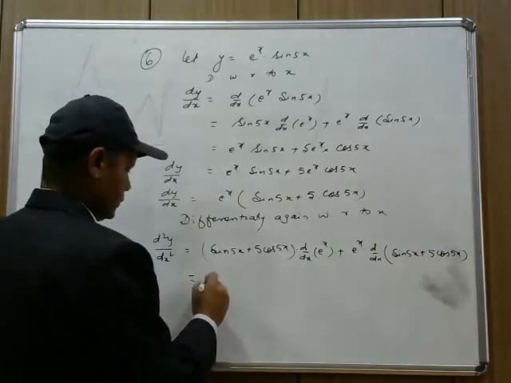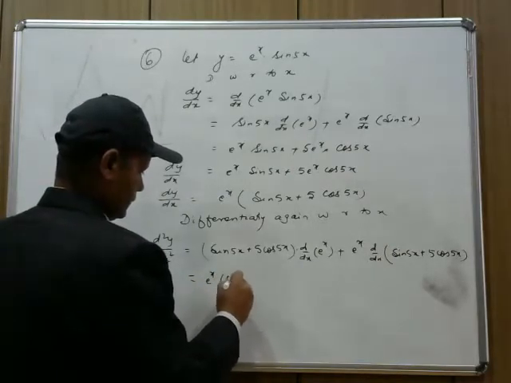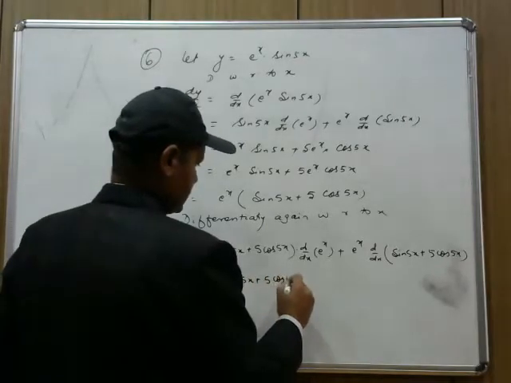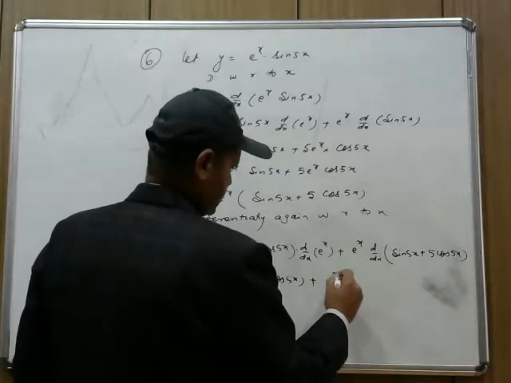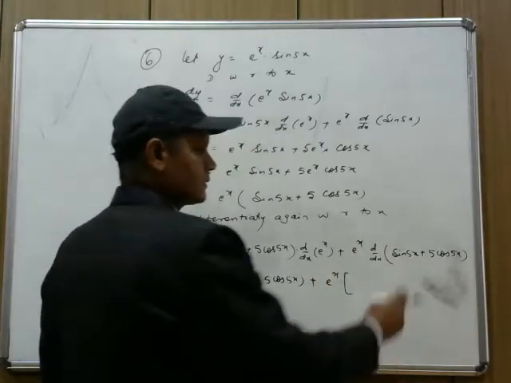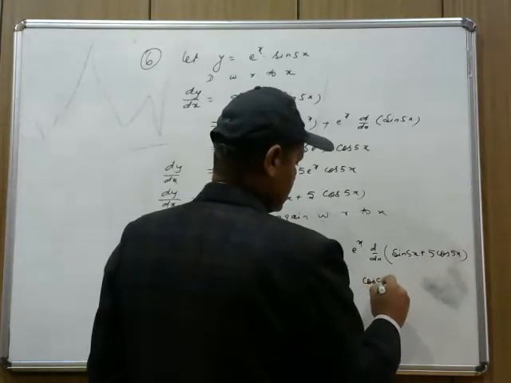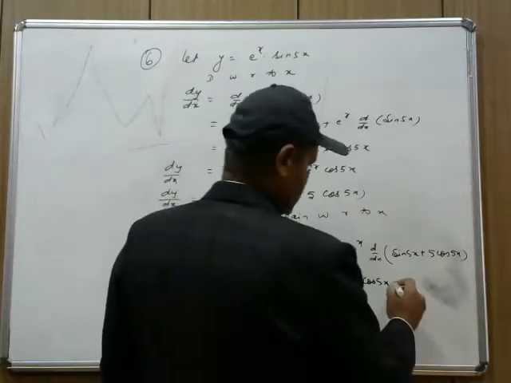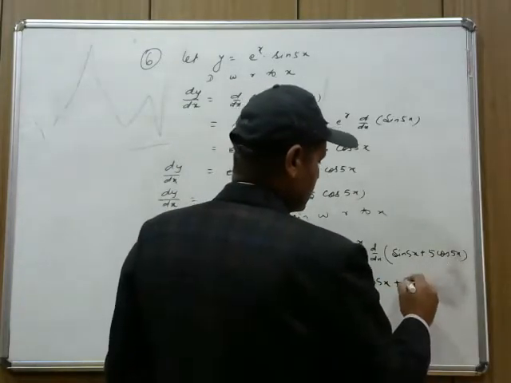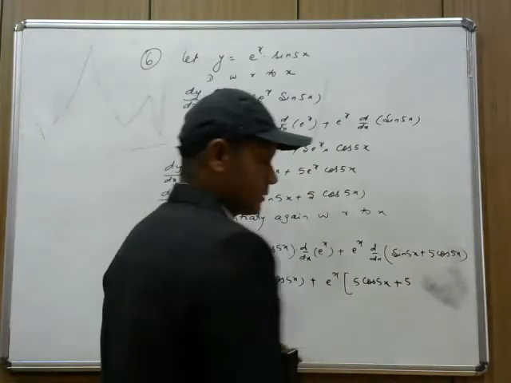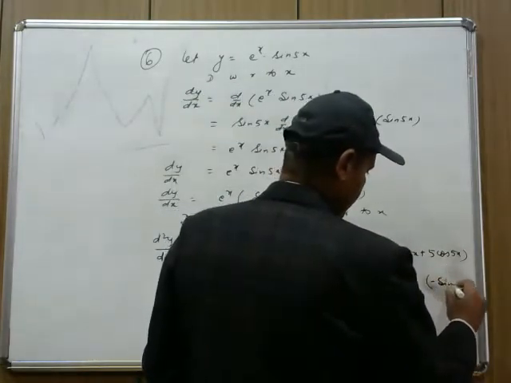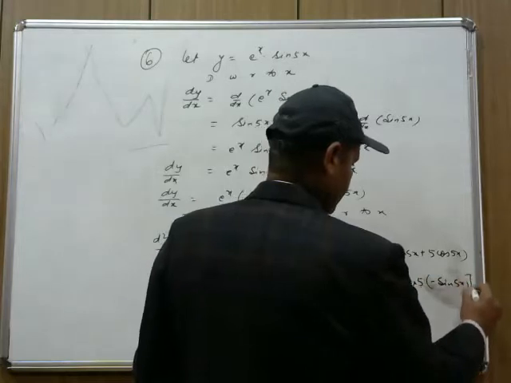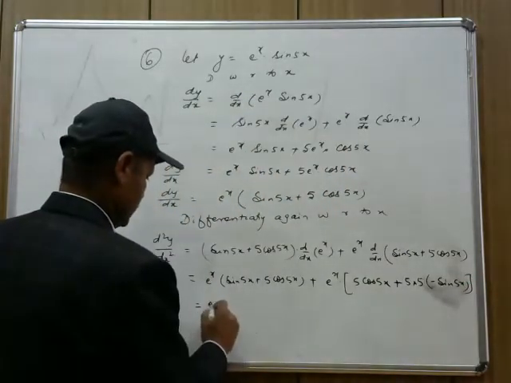This will give you e to the power x into sin 5x plus 5 cos 5x, plus e to the power x into differentiation of sin 5x, which is cos 5x into differentiation of 5x, which will give you 5, plus 5 as a constant. Cos 5x differentiation will be minus sin 5x, and differentiation of 5x will be 5. Now 5 into 5.